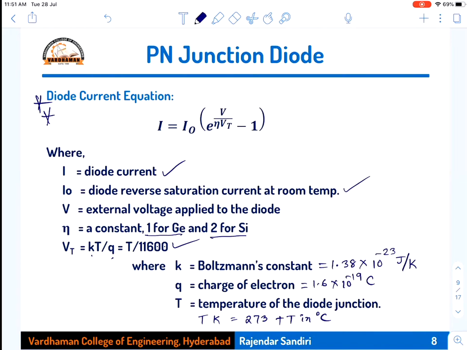I is equal to I naught into e power of V by eta Vt minus 1. V is the applied voltage across the diode. I is the current that is flowing. I naught is the reverse saturation current. Vt is the thermal voltage or temperature equivalent of the voltage. And this is the equation that is governing the diode current that is flowing across the junction in the reverse bias or forward bias. Okay.